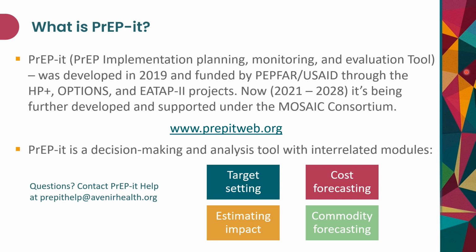You can find the tool freely available at www.prepitweb.org. Prep-It is a decision-making and analysis tool with interrelated modules. The tool can set targets, forecast the costs of reaching the targets, estimate the impact of targets, and forecast the need for commodities based on the targets. This series of presentations will review the needed inputs and outputs of the tool.